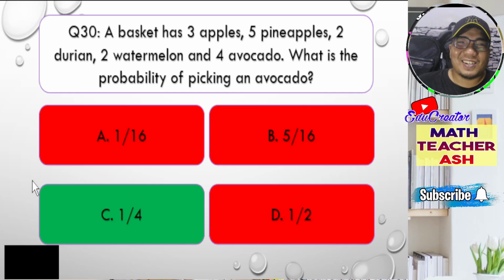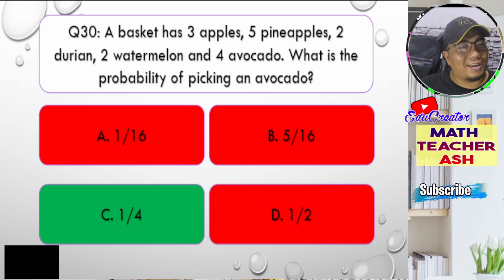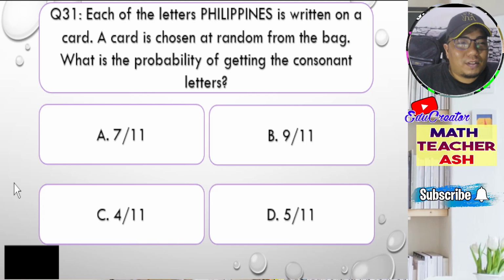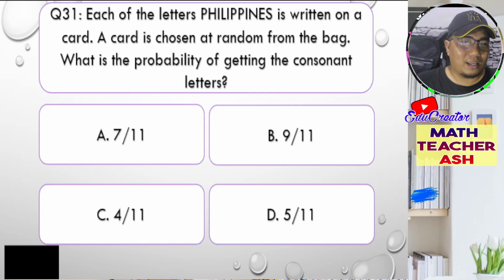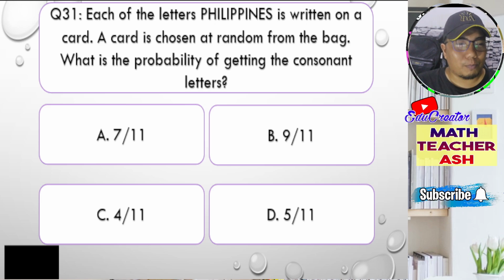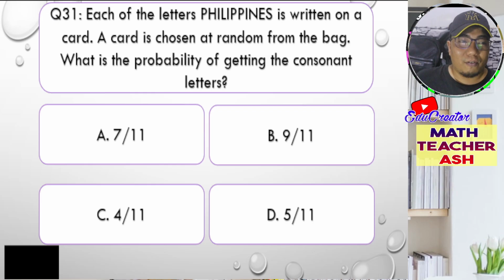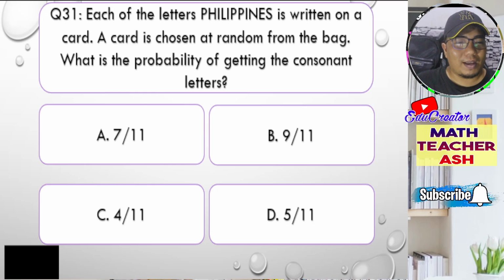Now let us go to question number 31, and we are down to our last part. Each of the letters in the word Philippines is written on a card. A card is chosen at random from the bag. What is the probability of getting a consonant letter? Is it A, 7 over 11, B, 9 over 11, C, 4 over 11, or D, 5 over 11? I'll give you 5 seconds to think about your answer.